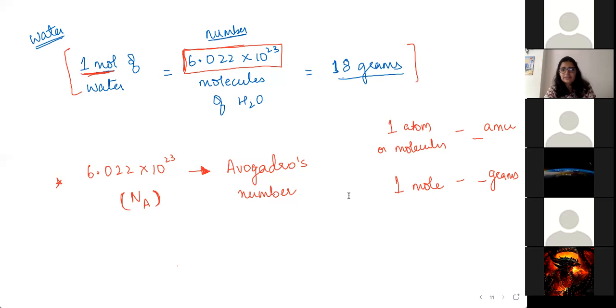So the numerical part of it, we'll do more of it in the next class. For now, get familiar with figuring out the formula and figuring out the molecular mass, atomic mass of these compounds. Okay. Okay, ma'am. Okay. So today I'll give you questions from this chapter. We'll do questions from all the concepts except for mole concept.